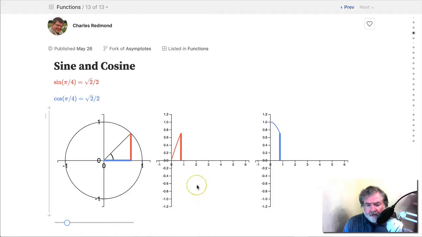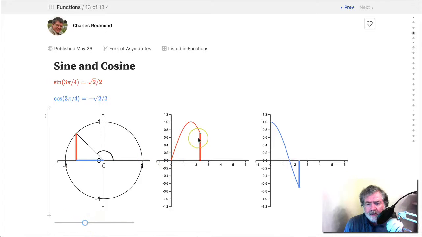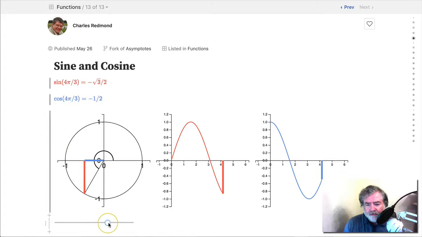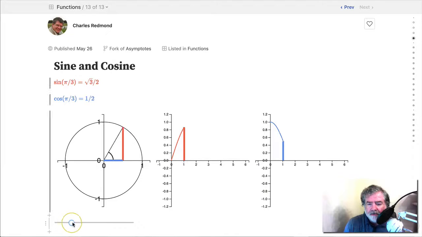So this is the graph of sine, and we see it unfolding as we move the slider. And you can see that this is the height of the graph here, and it's always equal to the height of this segment here, because they both represent sine. All right, so it's a little bit harder to see for cosine, but the height of the blue segment here is the length of the blue segment here.